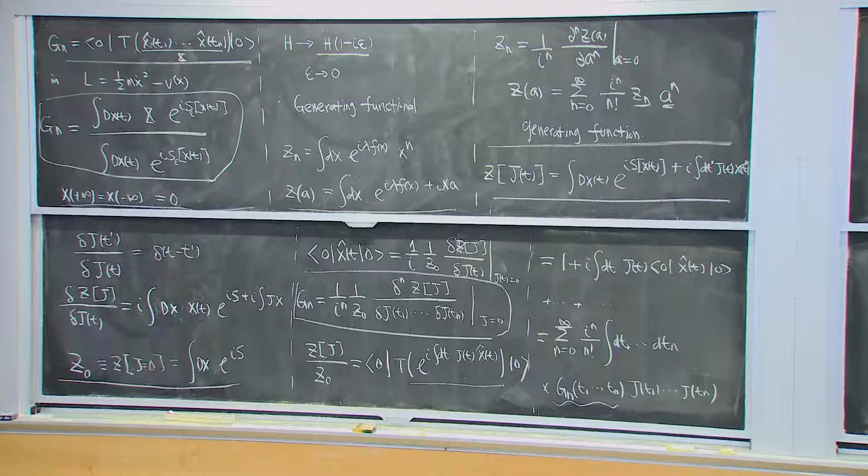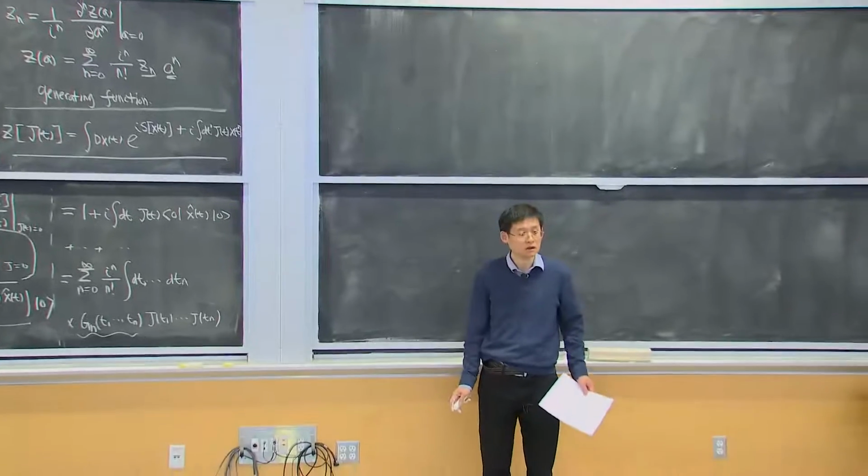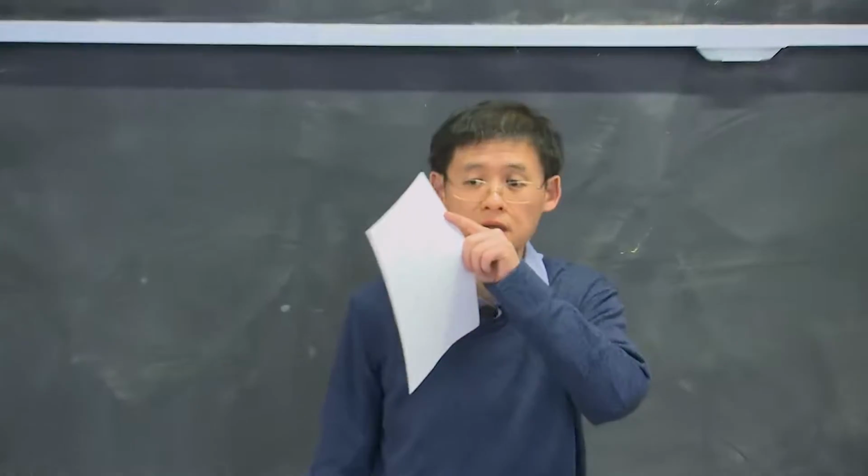Where did the n factorial come from? Just when you expand the exponential, there's always an n factorial. Right, sorry. Good. Any questions on this?